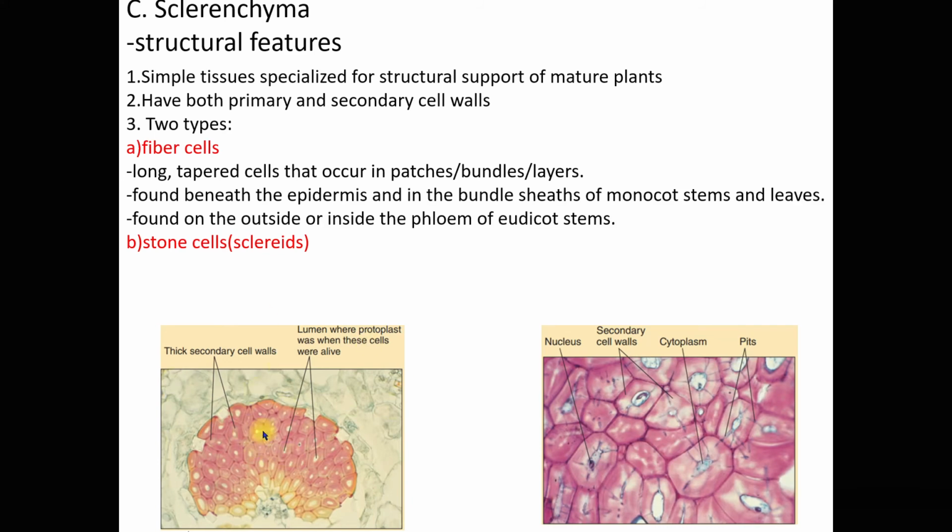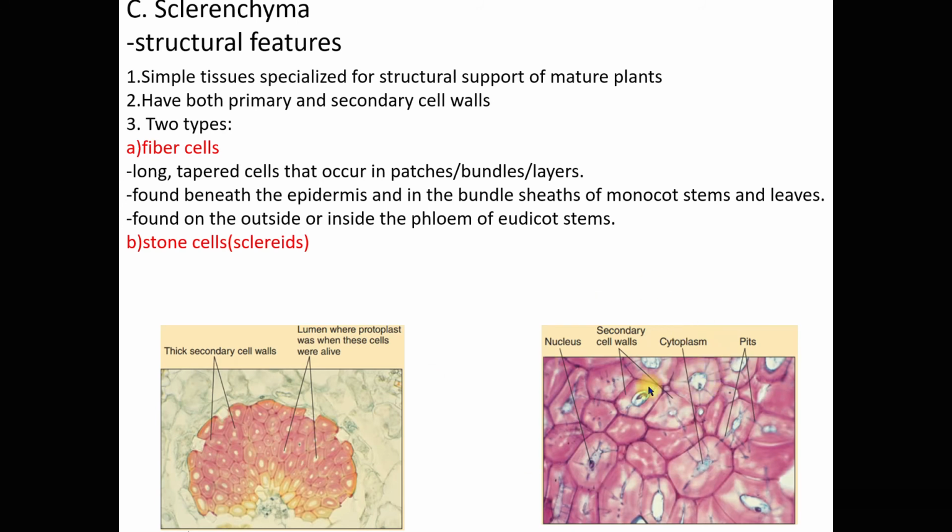They are found beneath the epidermis and in the bundle sheaths of monocot stems and leaves, and found on the outside or inside of the phloem of eudicot stems.